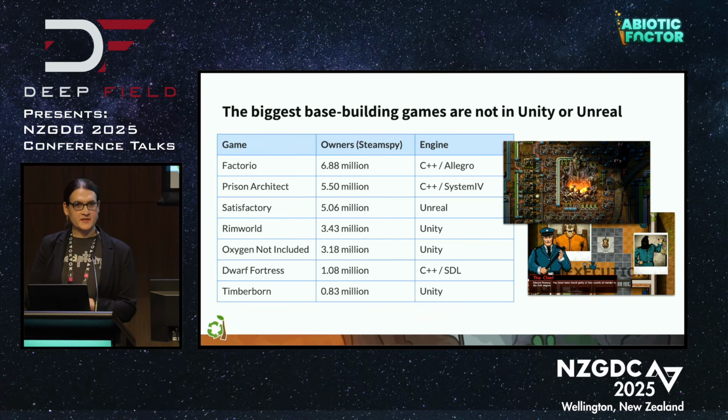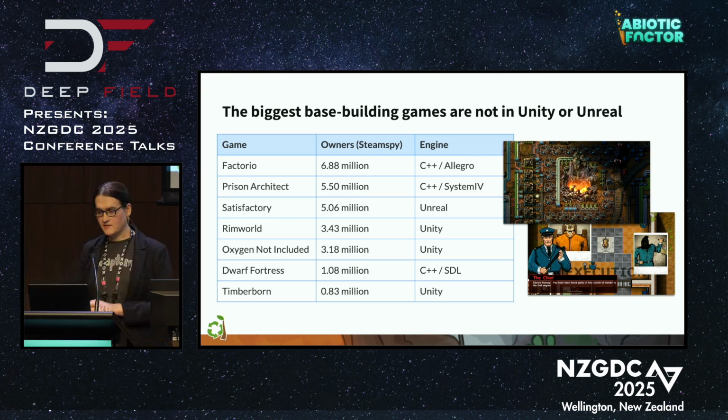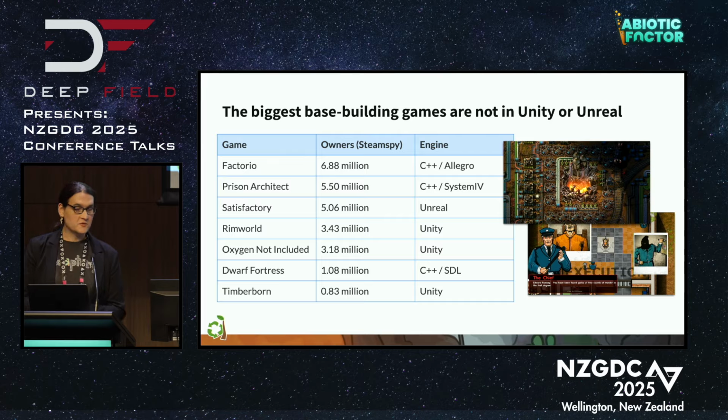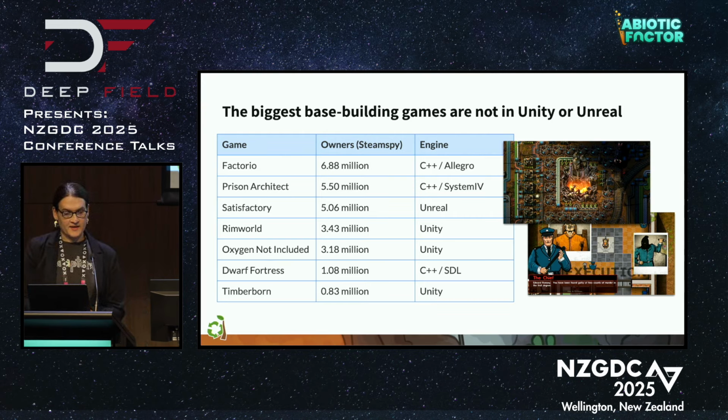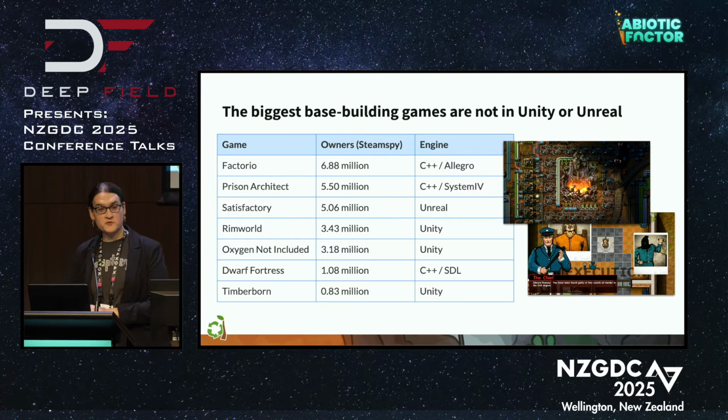And I'm making a base building game, and it's interesting to see what engines other base building games are made in. And the majority of them are not made in Unity or Unreal. Factorio, which I am binging hard right now, is made in C++. Satisfactory is in Unreal. Oxygen Not Included is in Unity. Dwarf Fortress is in C++. The biggest games are made with weirder engines.